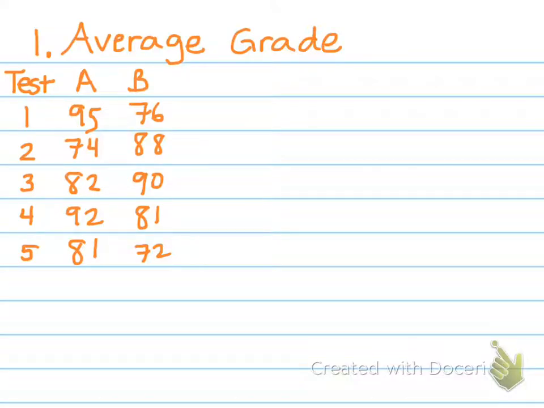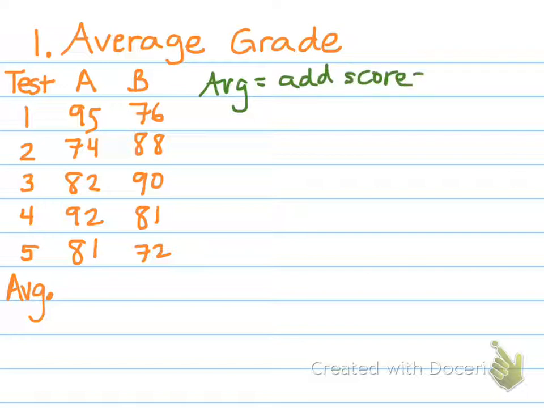So the first one we're going to look at is question number 1 that says calculate the average grade for students A and B and enter the average in the table below. So it asks for the average down here just to make sure, right? This is straight up average like you've done in the past. So remember, to figure out an average, you add all the scores together and you divide by the number of scores that there were.